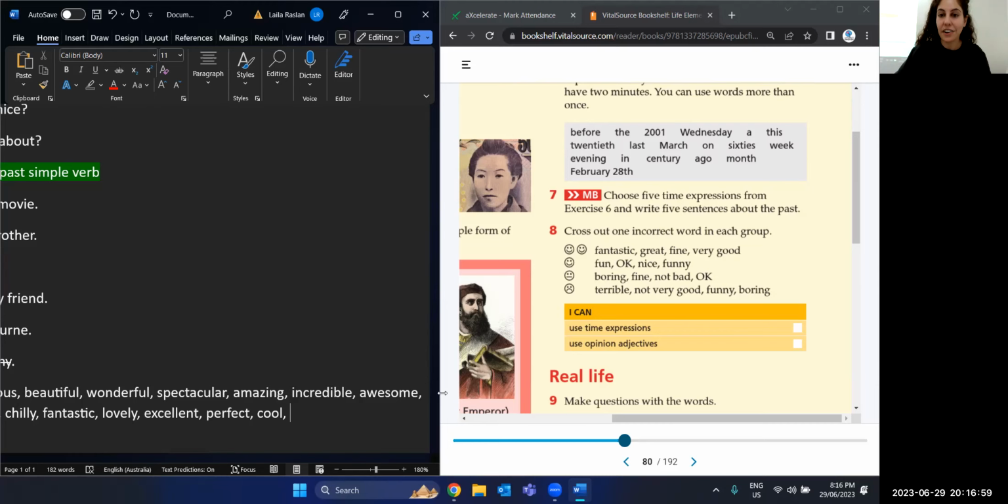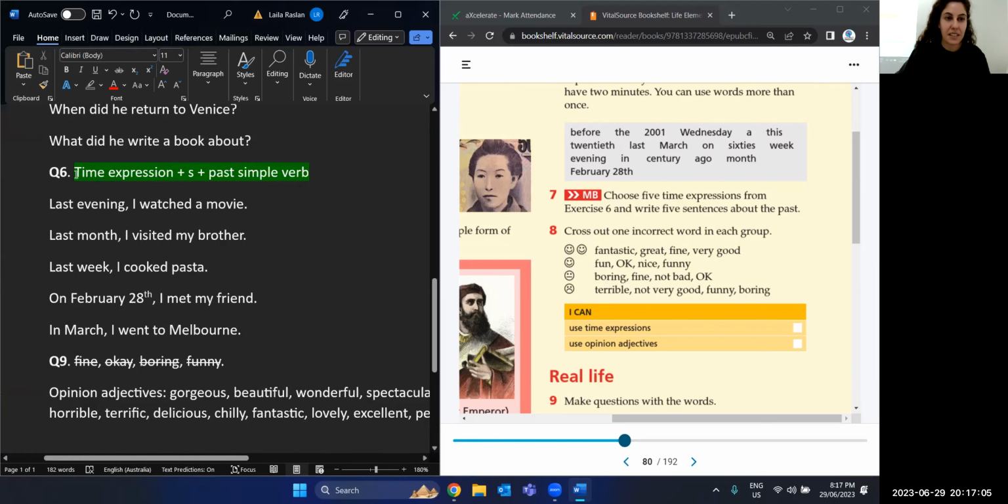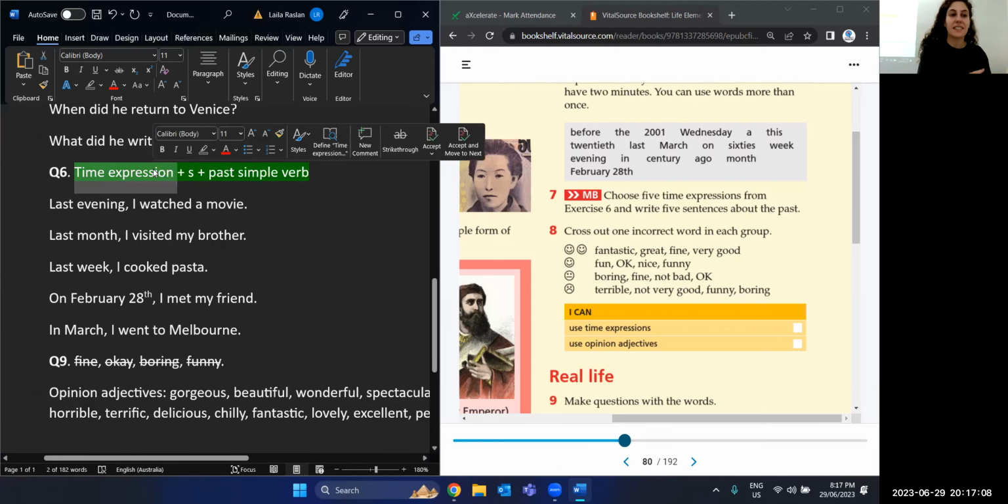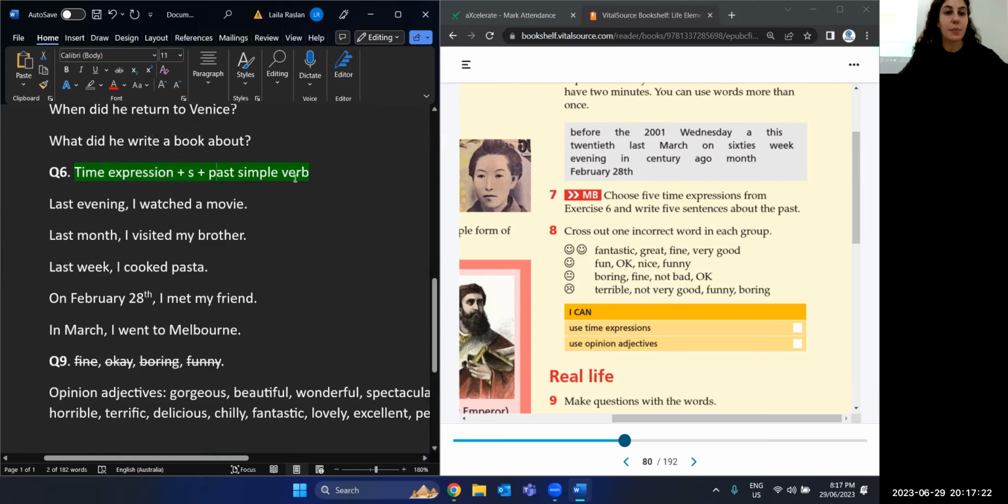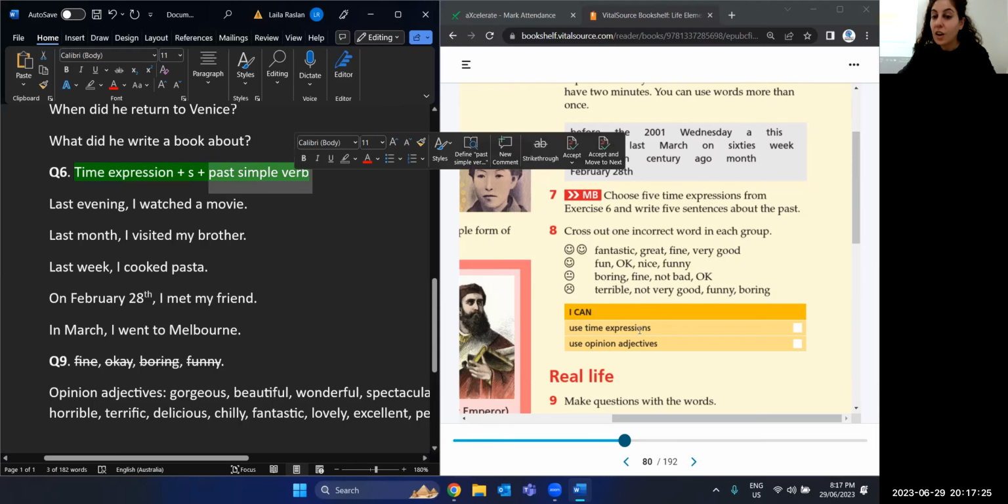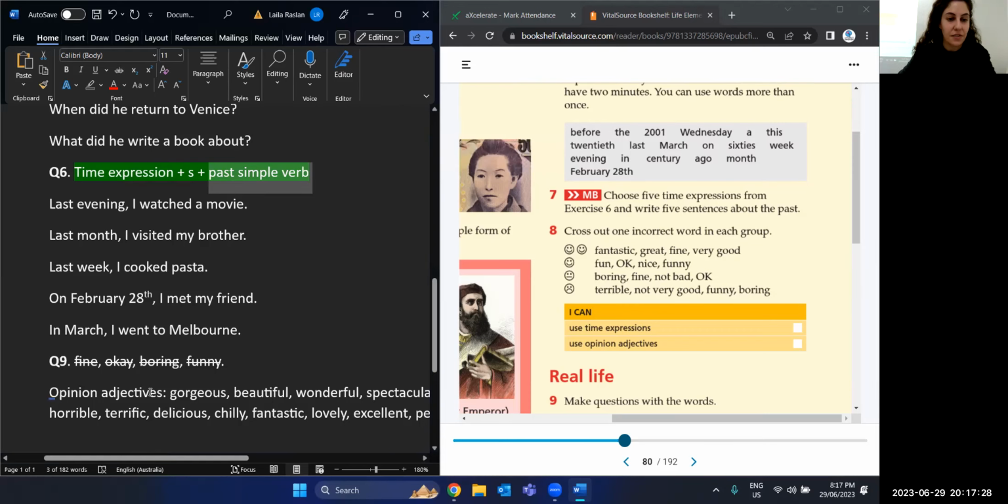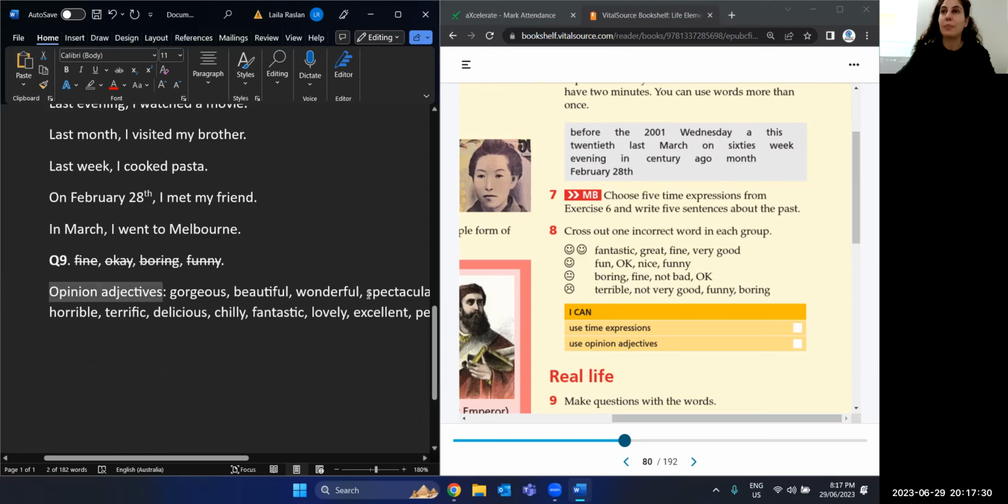So now we know to use time expressions. That was this one. Time expressions at the beginning of the sentence: last evening, last month, yesterday, last year, last Christmas, on my birthday, when I was a kid. Put that in the beginning of your sentence, then the subject, and then the past action, the verb. We know to use opinion adjectives. So if somebody asks us how we feel about the food, the movie, whatever, we know to reply. We use opinion adjectives. Good.